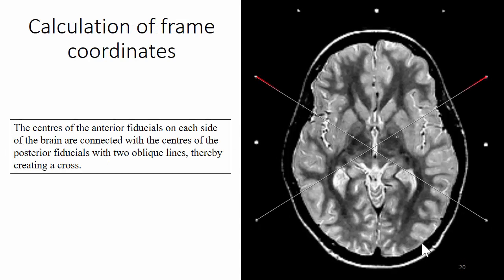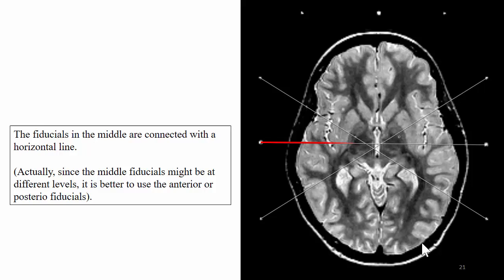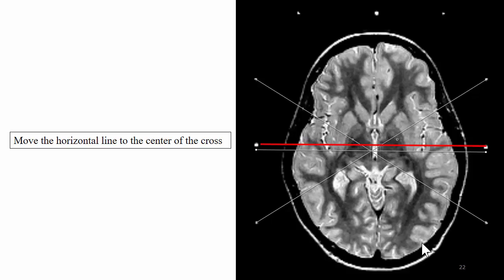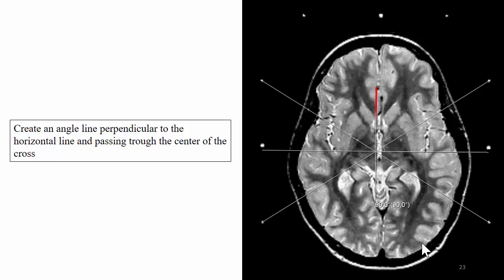In order to calculate the frame coordinates for the target, the centers of the anterior fiducials on each side of the brain are connected with the centers of the posterior fiducials with two oblique lines, thereby creating a cross. The fiducials in the middle are connected with a horizontal line. Move the horizontal line to the center of the cross. Create an angle line perpendicular to the horizontal line and passing through the center of the cross.